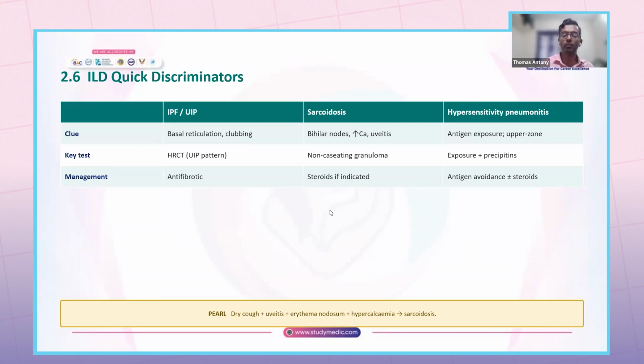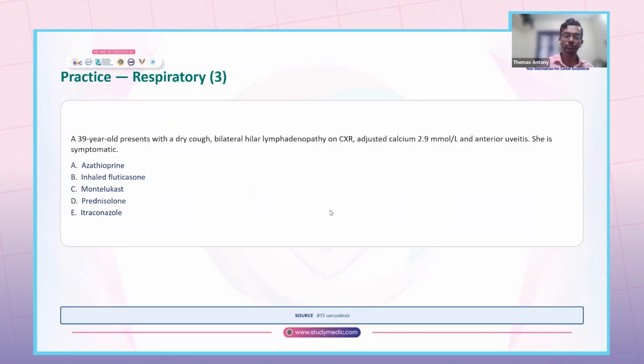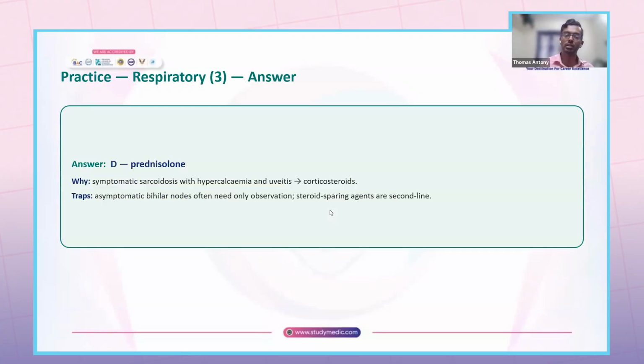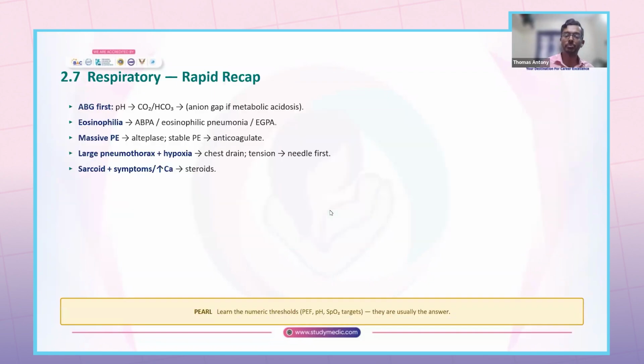Again, dry cough, uveitis, erythema nodosum, hypercalcemia: look for sarcoidosis. So here, a 39-year-old presents with dry cough, bilateral hilar lymphadenopathy on chest X-ray, adjusted calcium level of 2.9, and anterior uveitis. He is symptomatic. So what would be the treatment of choice here? We know the diagnosis, we know the treatment of choice here.